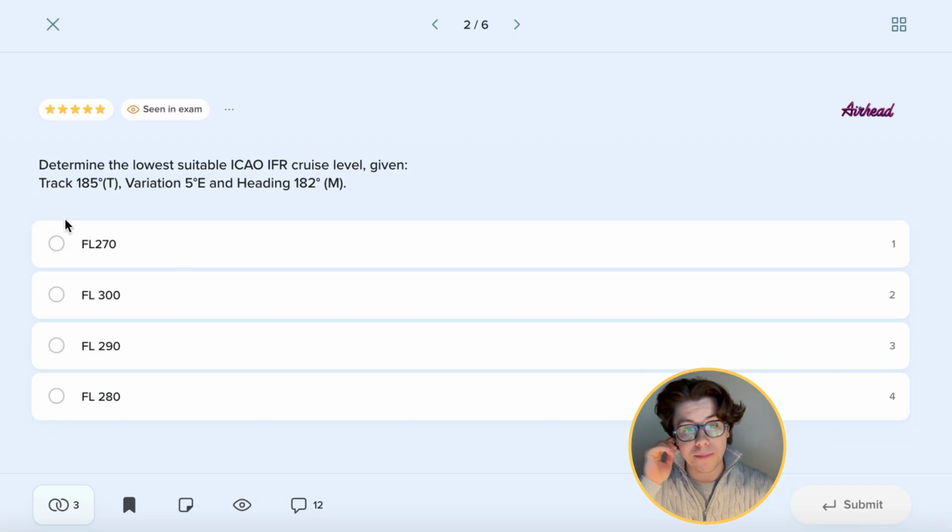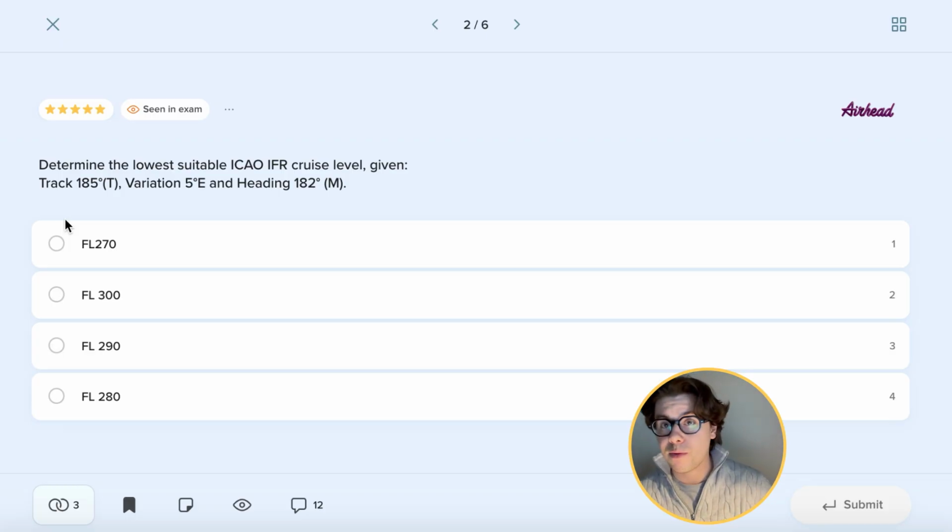So now for question number 2, determine the lowest suitable ICAO IFR cruise level given the track 185 true, variation 5 east, and heading 182 magnetic. This is a great question. This principle and this type of question will come back not only in flight planning, but also in radio navigation, also in general navigation, and actually air law.